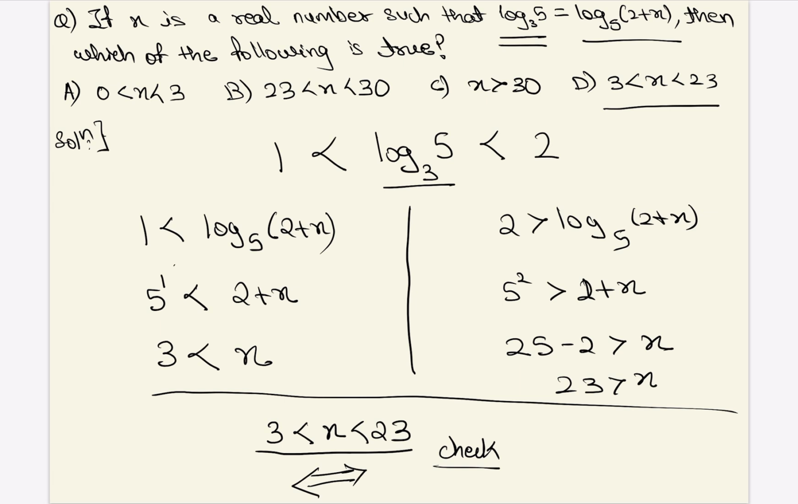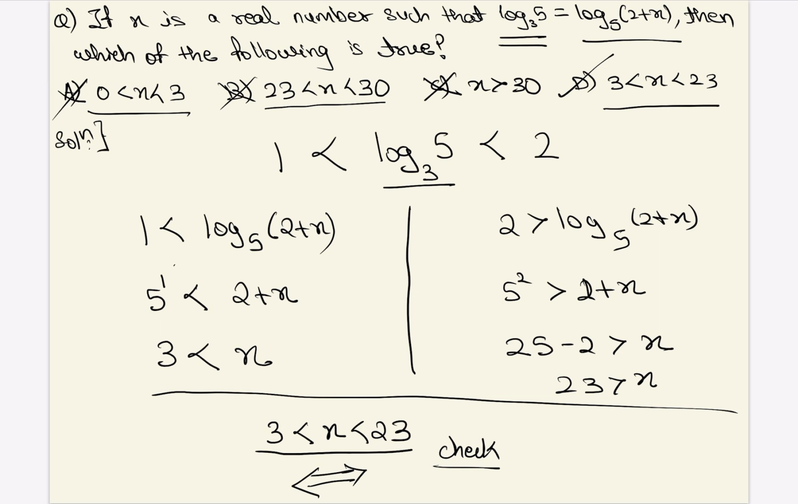So here it's 0 and 3, but x is greater than 3, so A cannot be the option. X is less than 3, here x is between 23 and 30, this is also not the option. X is greater than 30, which is not possible as x is less than 23, so this is also not the option. Hence D is the correct answer.